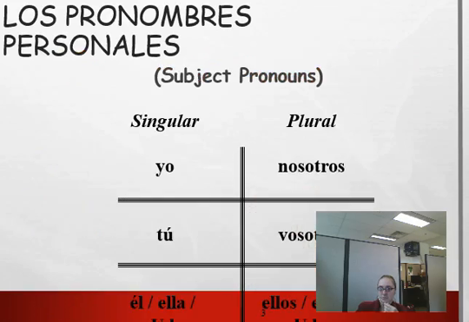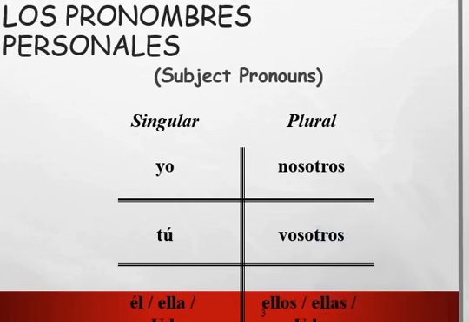Okay, composition. So, first thing to remember is what each one of our subject pronouns is. You've got yo, I, tú, you, él, ella, and usted, he, she, and you formal. We've got nosotros, we, vosotros, all of you, and then ellos, ellas, and ustedes, they, and all of you formal. That's the two you can have.